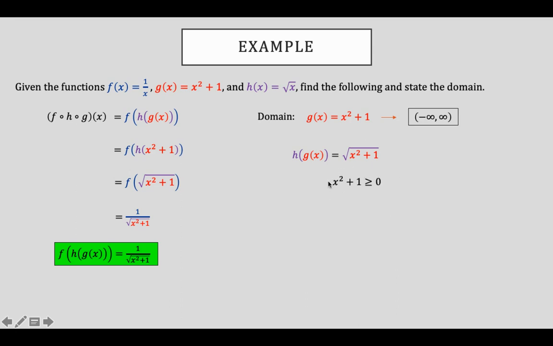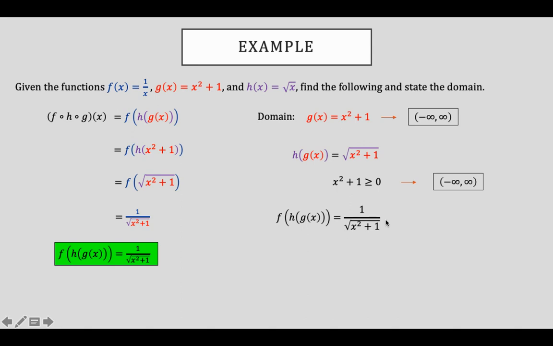Again, this statement right here is always true. And because it is true for any value of x, that means that our domain here is still negative infinity to positive infinity. And finally, we need to look at the domain of our entire composition as a whole.